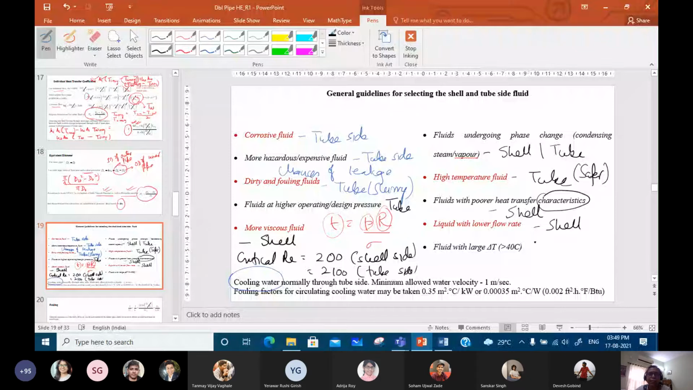So these are some of the guidelines which you may consider, and it's not that you have to follow them. You can put the fluids as per whatever your intuition says, but there has to be a logic. Based on this, you have to decide which is the inner fluid and which is the outer fluid.